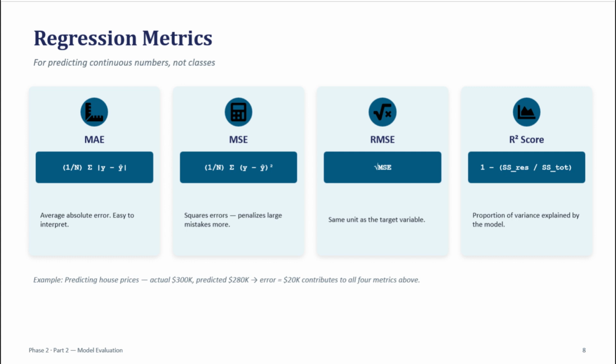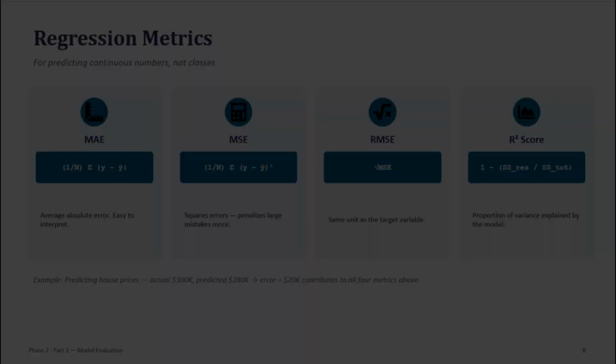Then comes RMSE. It is simply the square root of MSE. The advantage is that RMSE has the same unit as the original data, making it easier to interpret. Finally, we have R-squared score. Instead of measuring error directly, R-squared tells us how much of the variation in the data our model can explain. An R-squared value close to 1 means the model explains most of the variation. The closer it is to 0, the less useful the model becomes.